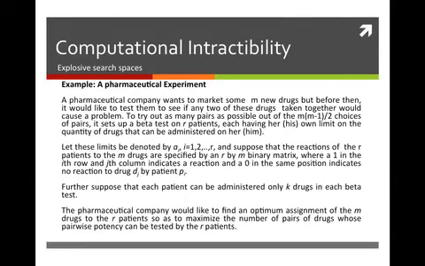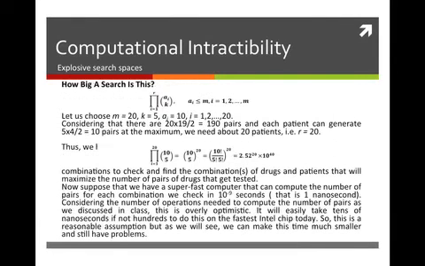So what the pharmaceutical company would like to do is to find an optimum assignment of these M drugs to the R patients, in that it would want to maximize the number of pairs of drugs whose pairwise potency can be tested by the R patients. Okay, so I think we explained this in class, so I don't want to debate this any further. But the search space for the parameters we specified would be the product, from i equals 1 to R, of a_i choose K. That is a_1 choose K times a_2 choose K times all the way up to a_R choose K.